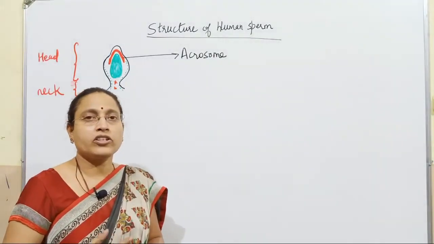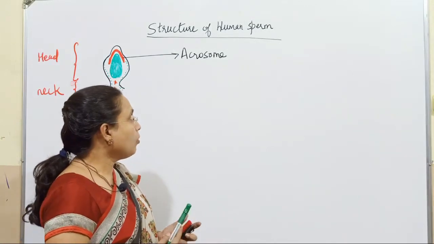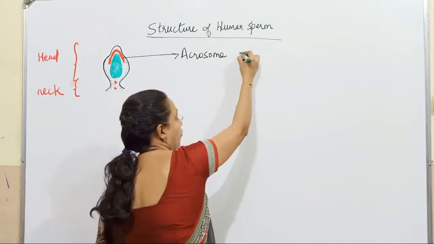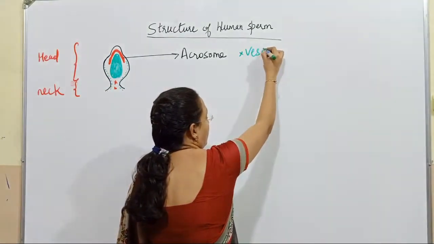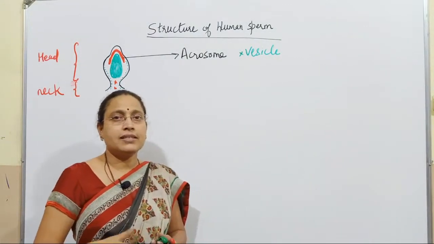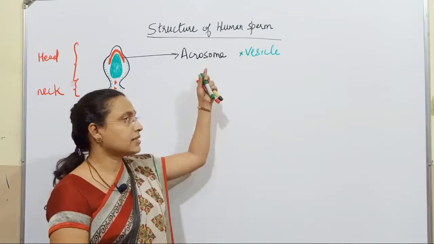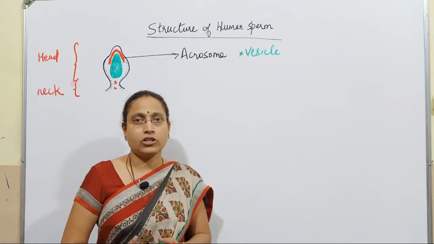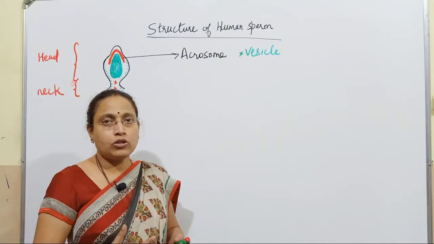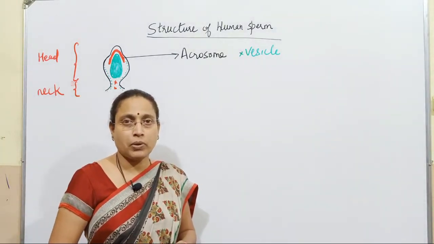The first part I am going to explain to you all is about the acrosome. What is the function of acrosome and what is it? Acrosome is a vesicle. A vesicle is a structure which is sac-like. So also is acrosome, sac-like in structure, or it is a vesicle. Now the location of acrosome is, it is present anterior to the nucleus of the sperm.